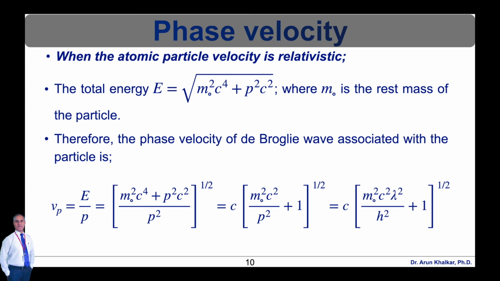After simplification, we can write c in bracket m0 square c square upon p square plus 1, bracket raised to half. That is equal to c in bracket m0 square c square lambda square divided by h square plus 1, raised to half, as p is equal to h upon lambda. By simply putting the value of p in this equation, we get this modified form.